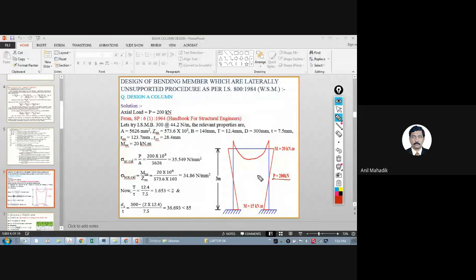There will be axial compressive stress, sigma AC. I have to calculate P upon A, where A is the cross-sectional area of the column. P is 200 kilonewton. So this is your axial compression stress in the column, calculated from the analysis. Due to the bending moment, there will be bending stress in compression, M upon Z.